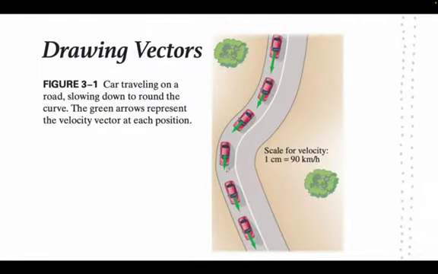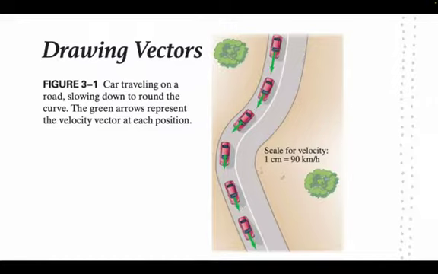So here we see a car going down the road, and the green arrows represent the velocity of the car at each different point in time. Now, as we can see, the arrows point in different directions, so this direction, this direction, this direction. So the direction of the velocity is changing, which means the car is accelerating.